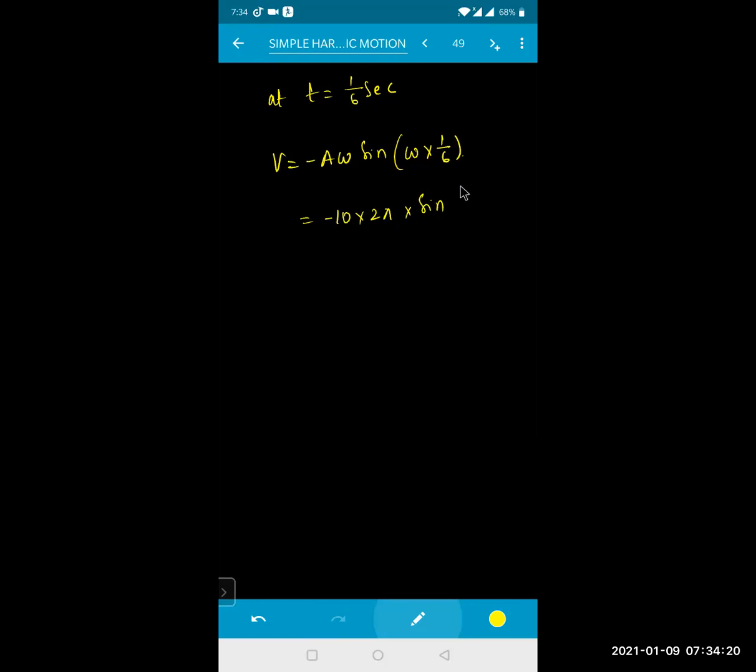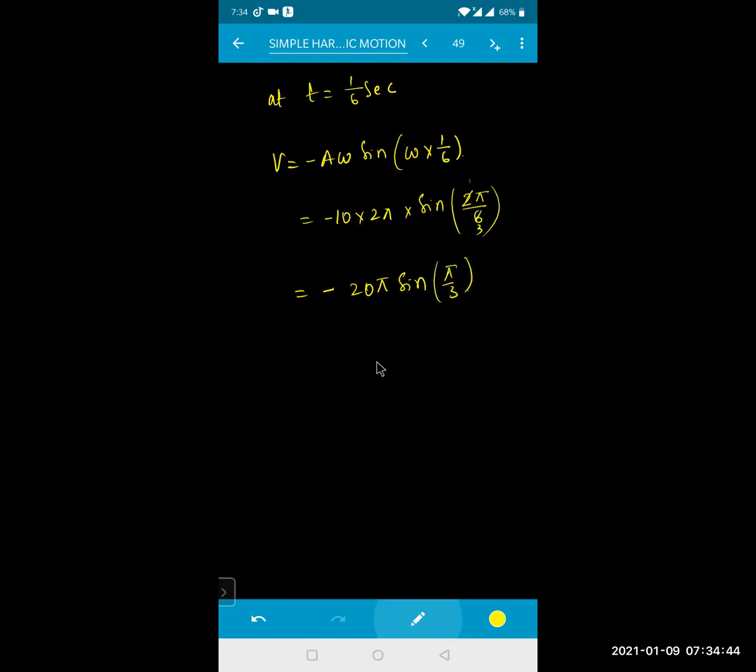This one is nothing but omega t, and the omega value we got is 2 pi. So it is 2 pi divided by 6. This will become minus of 10 into 2, 20 pi into sine. 2 ones are 2, 2 threes are 6, and this will become pi by 3.